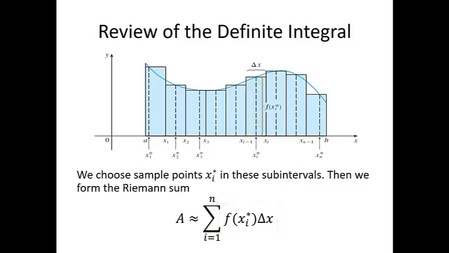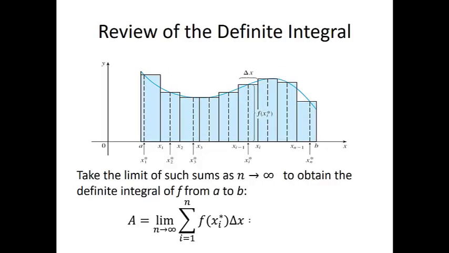And if we add the area of each one of these rectangles, that gives us an approximation to the area we're looking for, the area under the curve. And this type of sum, remember, we refer to as a Riemann sum. As n gets larger, this approximation of the area gets better.